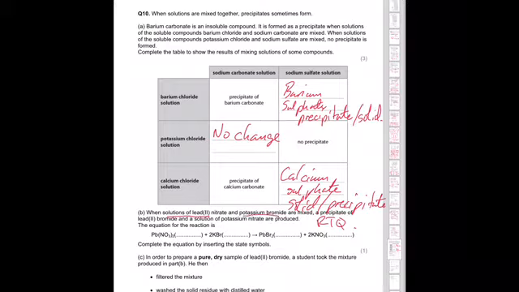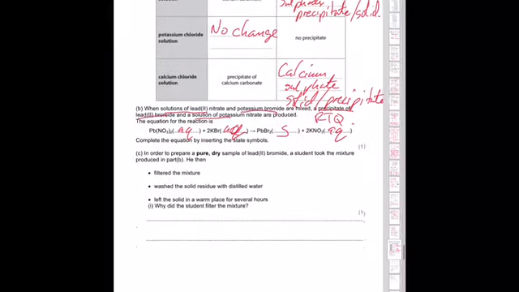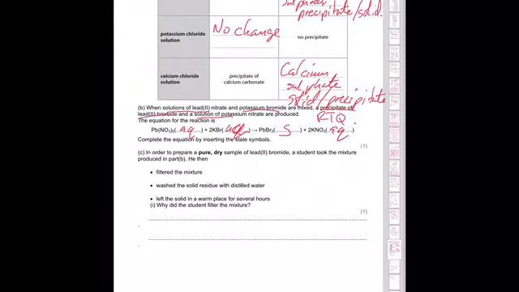Okay, when a solution of lead nitrate and potassium bromide are mixed, a precipitate of lead bromide, so if it's a precipitate, it's a solid, and a solution of potassium nitrate are produced. So it's just putting that information. The two solutions at the beginning, so they're both aq because they're solutions. The next one is a solid, a precipitate, so lead bromide is solid, and a solution of potassium nitrate. So it's just reading the question.